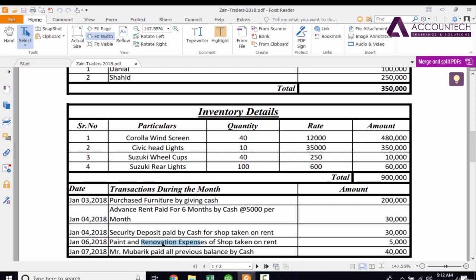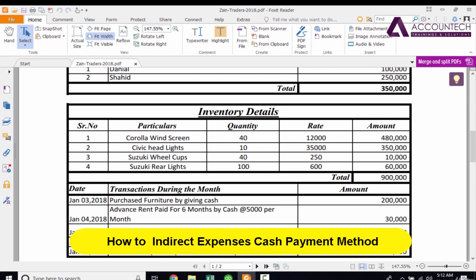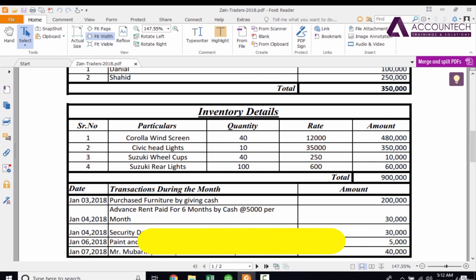In this video we are going to see how to enter indirect expenses using the cash payments feature.